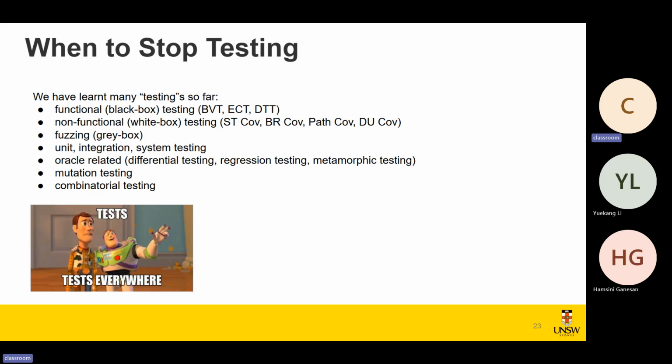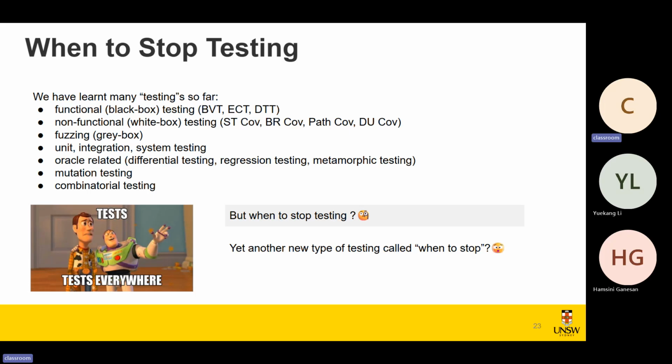So we can see that testing is everywhere in this course. But the question is, when should we stop testing? Is there another type of testing called when to stop? It's actually no. Maybe after this term, after finishing assignment 2, you can stop testing. Is that the case? I hope it's not, because when you go to work, you still need to write test cases.